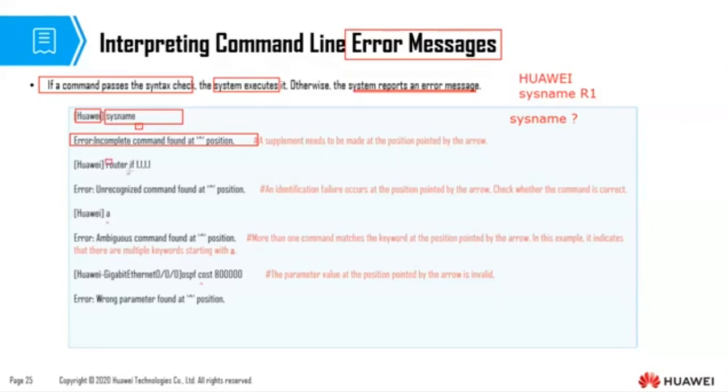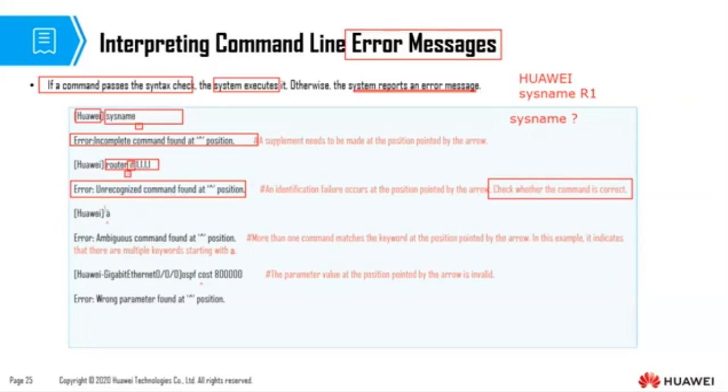The other one is here. We've written the command router if 1.1.1.1. And the error message is "unrecognized command found at", meaning found here. So it has encountered a command that it does not know. An identification failure occurs at the position pointed by the arrow. So you have to check again whether the command is correct. Maybe you've just mistyped it. So that is what we call the unrecognized command. That keyword is not known.